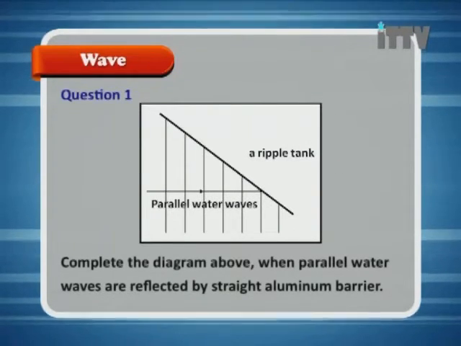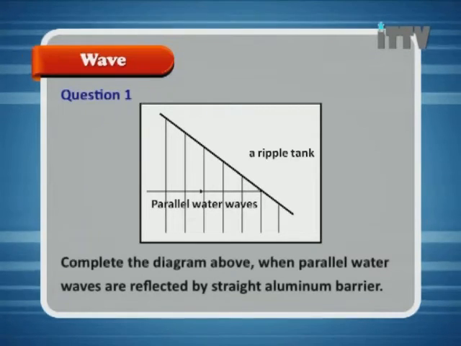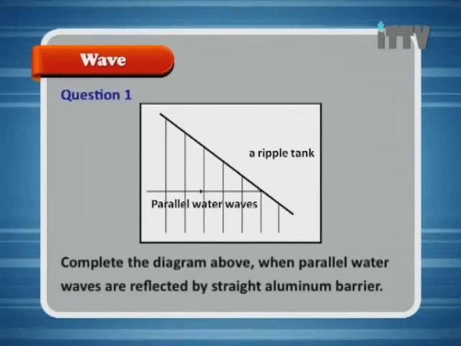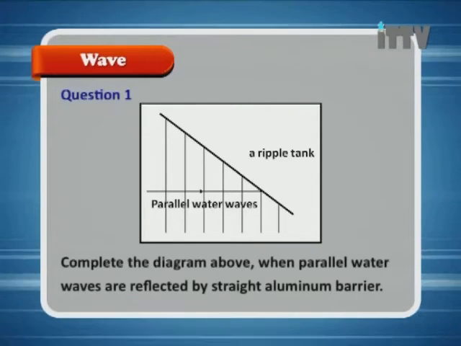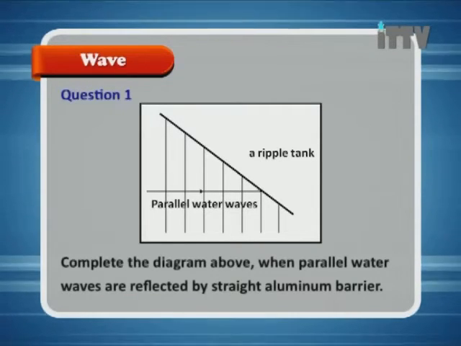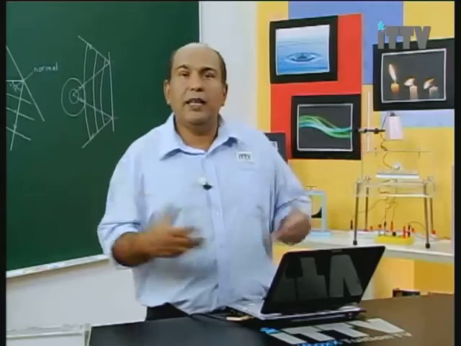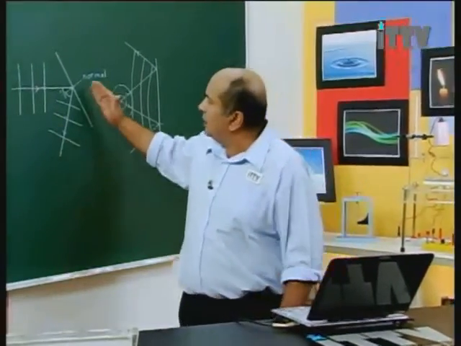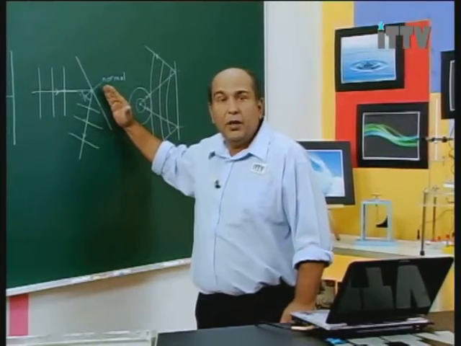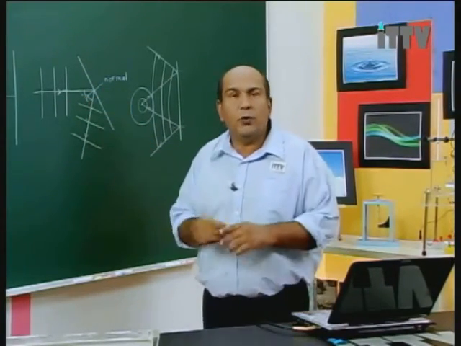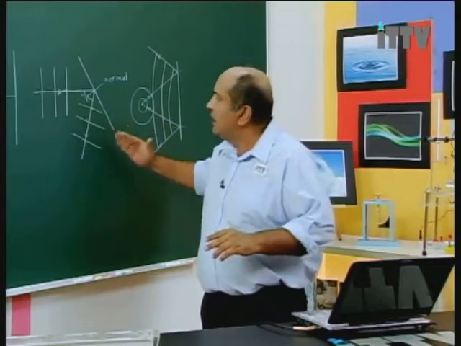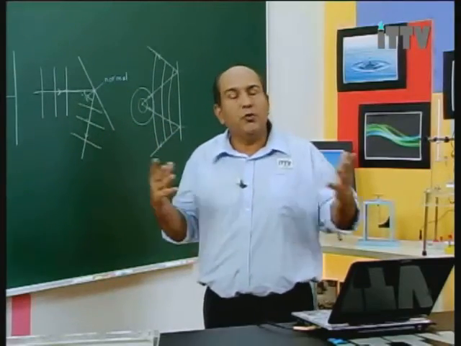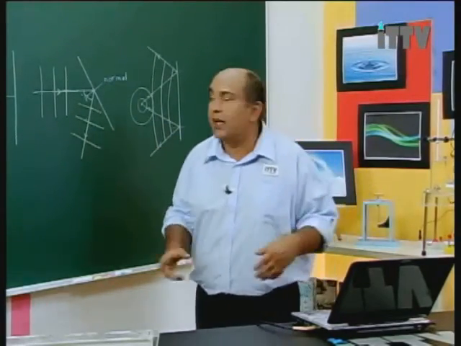Let's try an exercise. Complete the diagram above when parallel water waves are reflected by a straight aluminium barrier. So here we are asking you to complete the diagram. What you have here is something very similar to the diagram we have here, where our plane water waves are hitting a surface at an angle. So remember what I said. So please do this now.